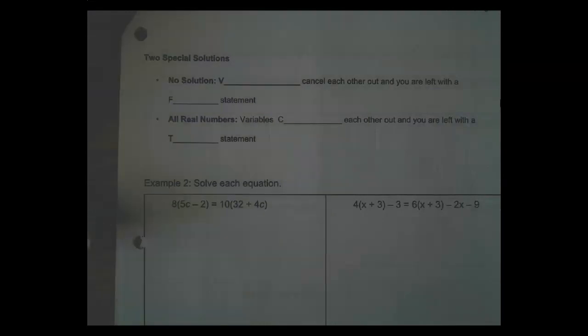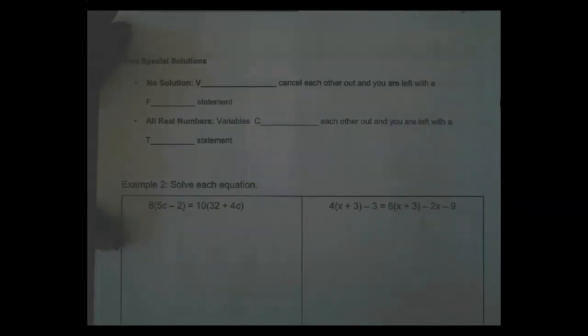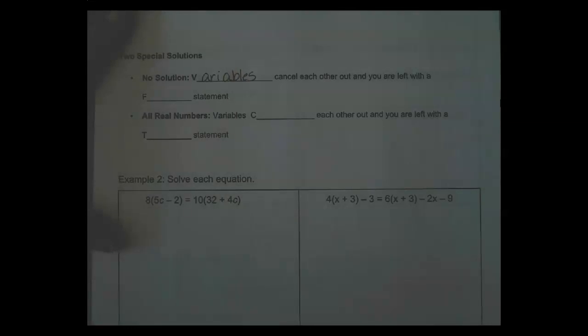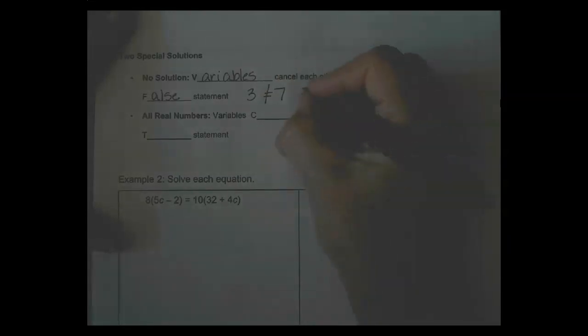All right, we've got one more thing to look at today before we talk about your assignment. So there are two special solutions that may happen. One of those is called no solution, and that's where your variables cancel out and you are left with a false statement. That false statement would be something like, does 3 equal 7? No, it does not. That is false. If you end up with something like that, that means no solution.